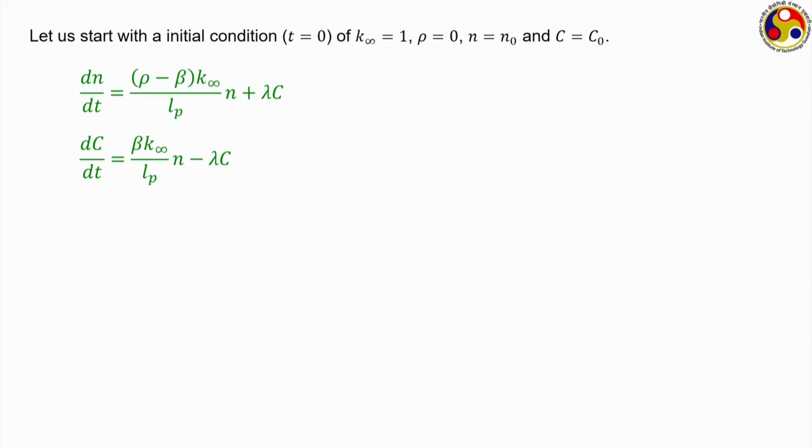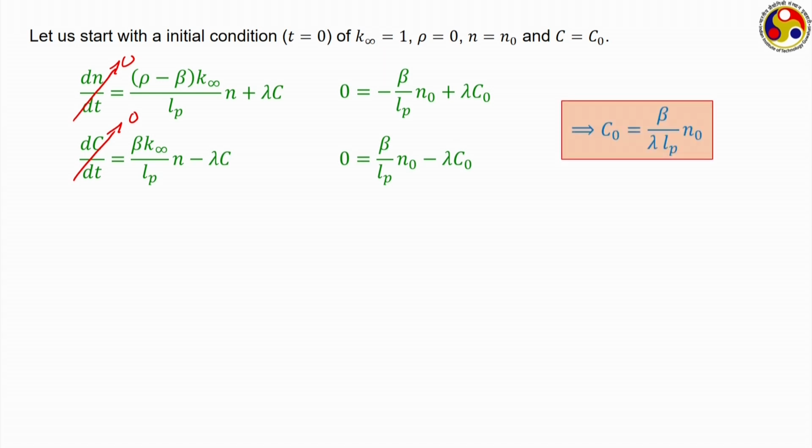These are the original equations that we already had, and once we put k infinity equal to 1 and all the other steady state values, then under steady state dn dt, or any time derivative, has to go to 0. This is the form that we get from the first equation, and this is the one that we get from the second equation. Here we have of course put n equal to n naught, C equal to C naught and rho equal to 0. Both the equations are very much identical, and we can use any one of them to get a relation between C naught and n naught of this form.